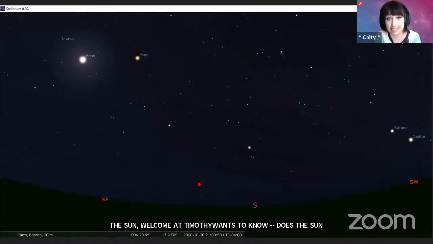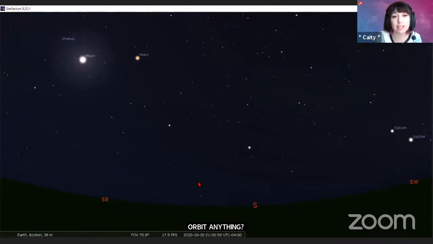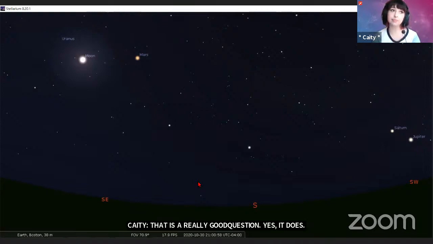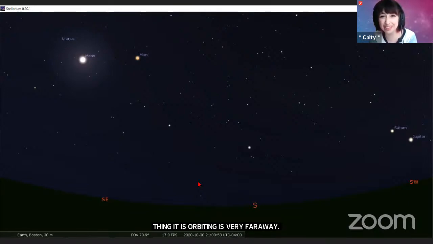So yes, it does. It doesn't really look like it's orbiting anything because the thing that it's orbiting is really, really far away. So we have our solar system, which is made up of the sun and eight planets, as well as an asteroid belt and something called the Kuiper belt, which is where Pluto lives, and a few other objects, but that's pretty much our solar system. And then, so just the one star.